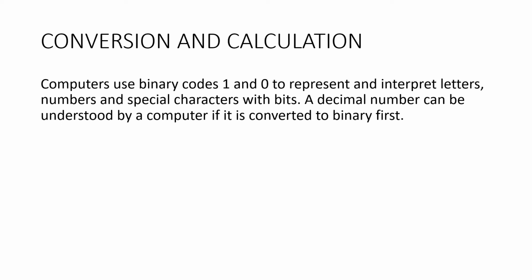Conversion and calculation. Computers use binary codes 1 and 0 to represent and interpret letters, numbers, and special characters with bits. A decimal number can be understood by a computer if it is converted to binary first.